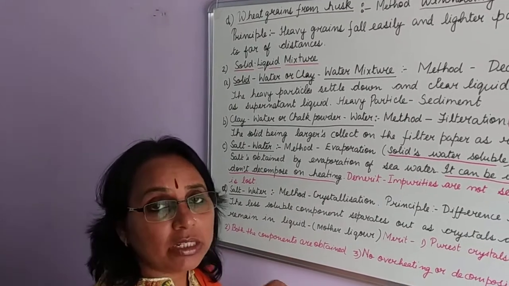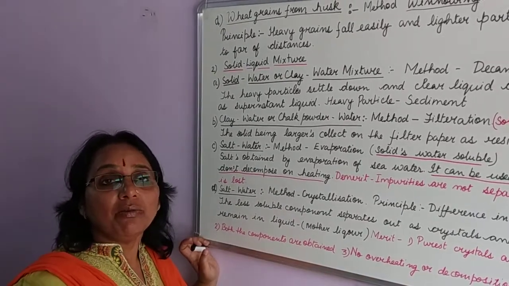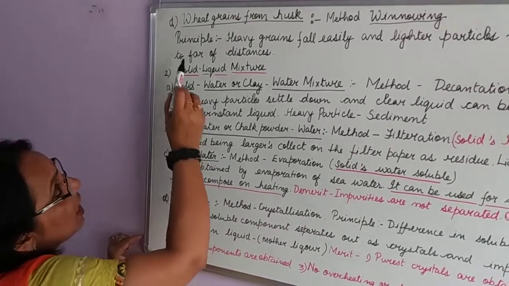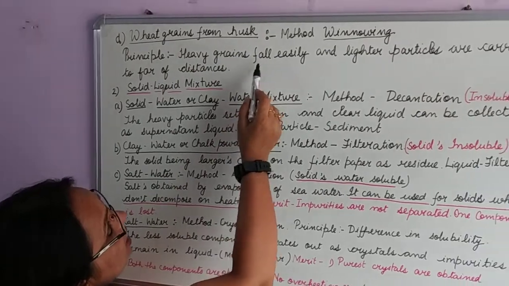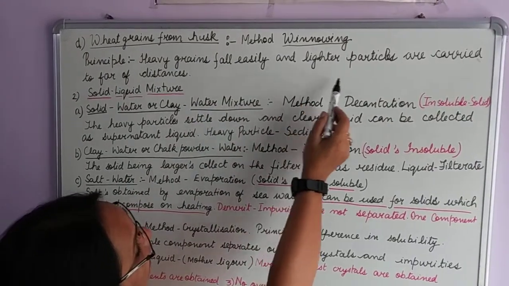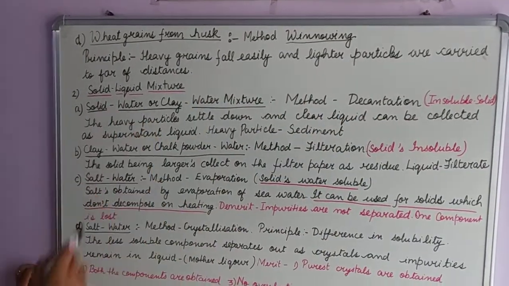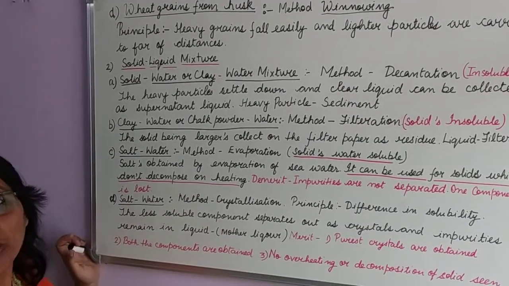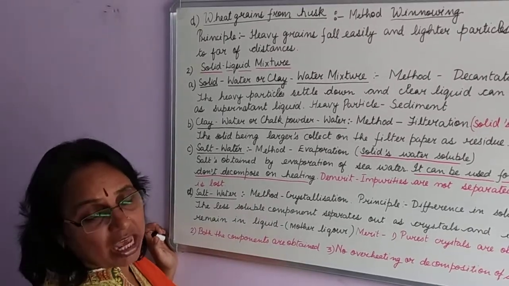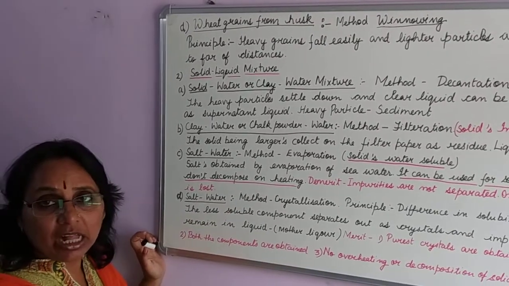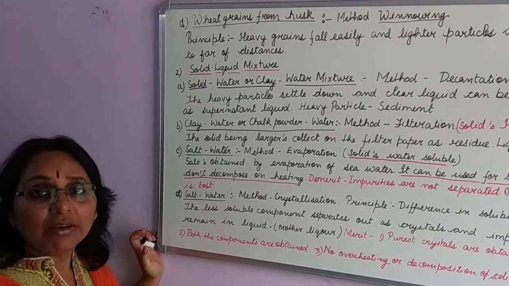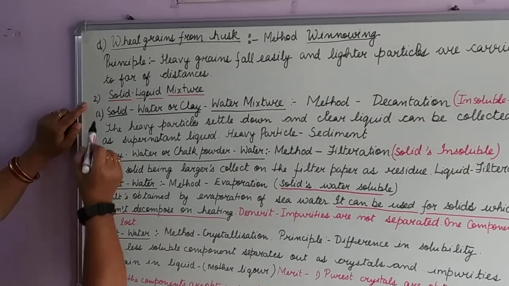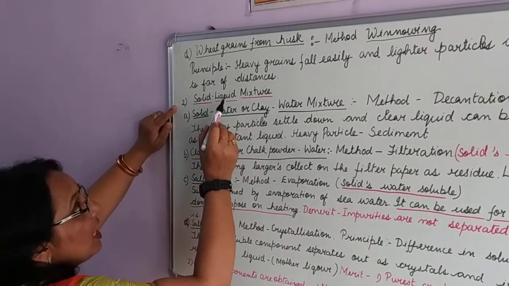is dropped from a certain height where the wind is flowing at a high speed. As a result, the heavy grain particles fall easily, and the lighter particles are carried to far off distances by the fast blowing wind. So winnowing is the commonly used technique which can be seen in our agricultural fields, used by the farmers as well. Now let us study the second category of mixture, that is a mixture of solid and liquid.